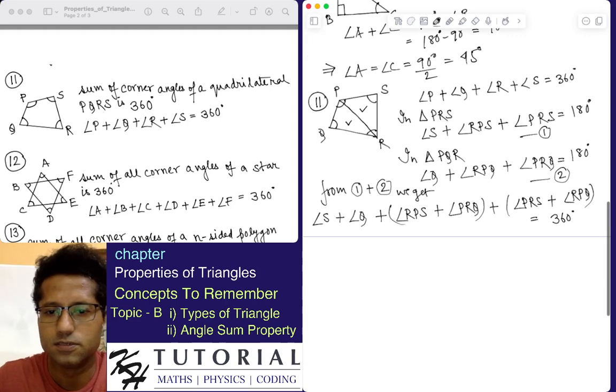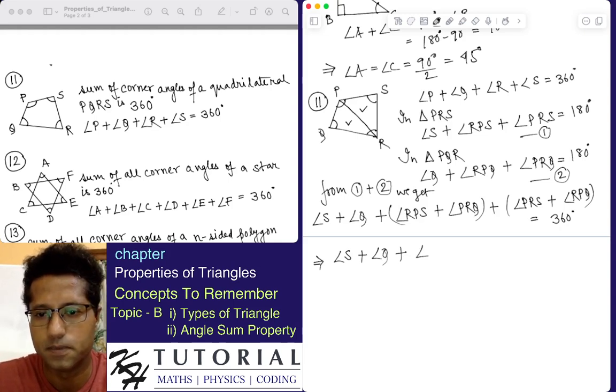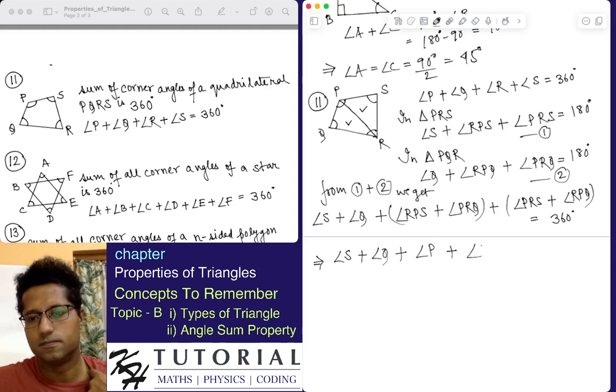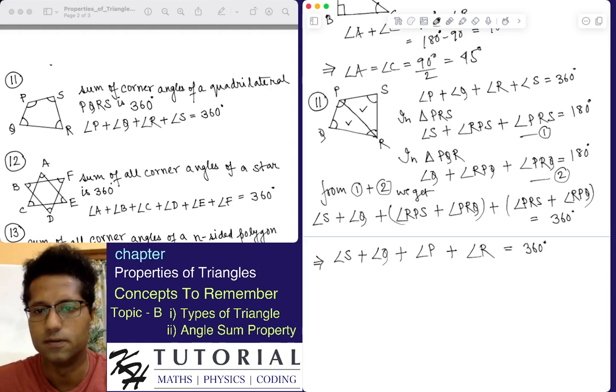Now this implies, if you simplify the left hand side, this is angle S plus this is angle Q plus angle RPS plus angle PRQ. RPS and PRQ, you will see this is angle P. Similarly, this is angle R. So we got all the angles of the quadrilateral equal to 360 degrees. Okay.